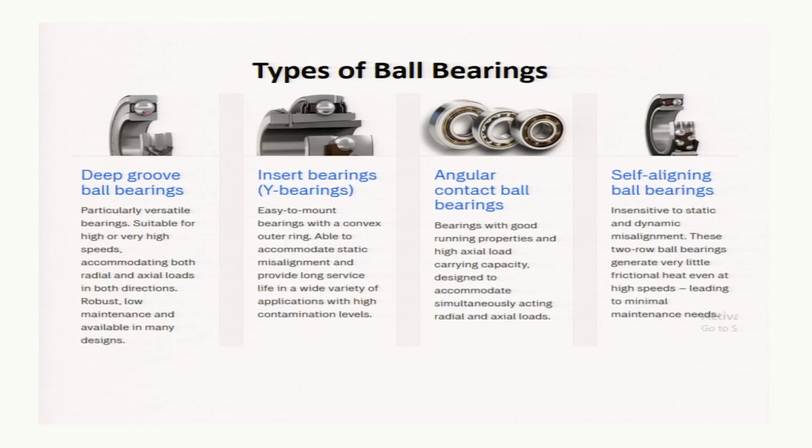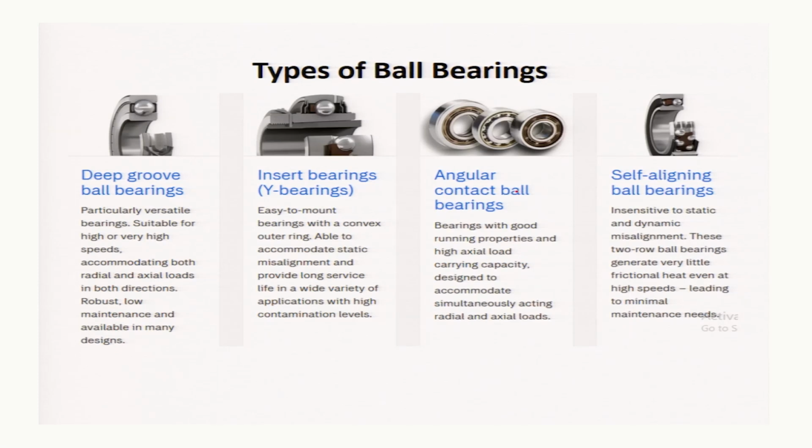Here these are shown and some details are given, like the ball bearing which is called the deep groove ball bearing. This is a particularly versatile bearing suitable for high and very high speeds, accommodating both radial and axial loads in both directions, robust, low maintenance and available in many designs.